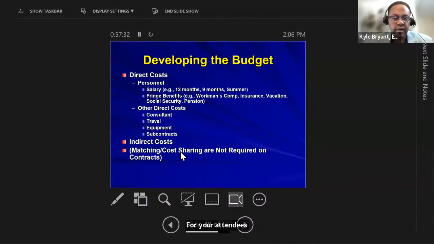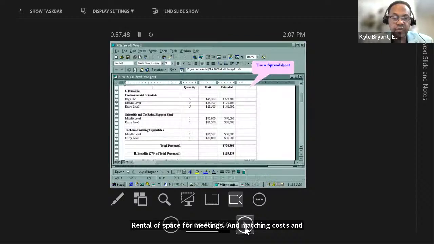And indirect costs are things like I mentioned before, like facilities and administrative costs, like keeping the lights on, paying electric bills, things like that, rental of space for meetings. And matching costs and cost sharing are not required on contracts, but we're dealing with grants specifically right now.